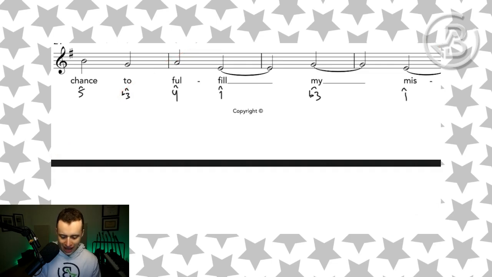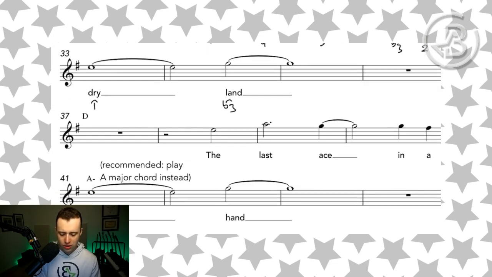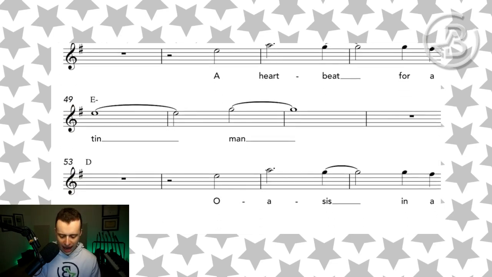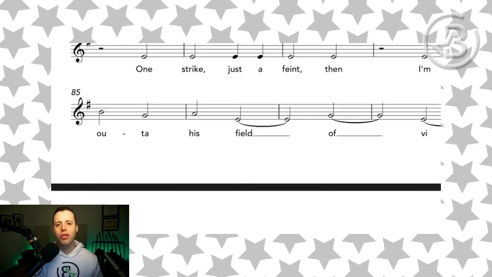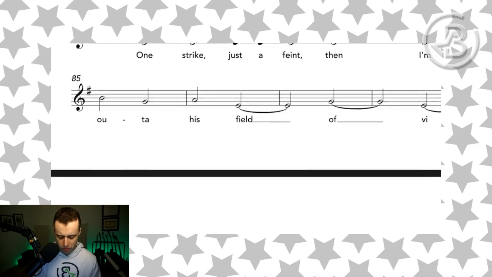So basically what we have is we have almost, well, we do literally have a copy paste of the notes and rhythms, both happening in the verses where the story is being told, and then also in the chorus. The chorus is the repeated part.